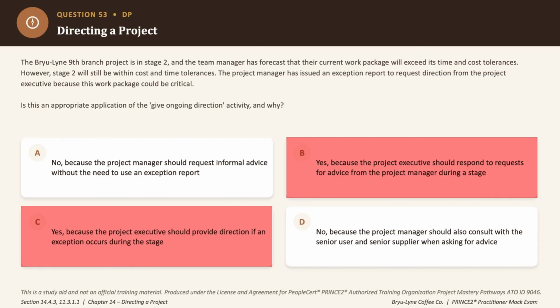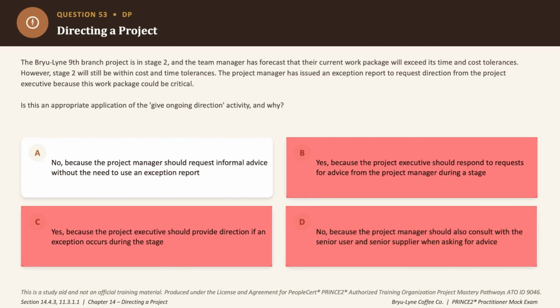Option D says no, but really for the wrong reason, insisting on consulting the senior user and senior supplier too, when that's not the real problem with this approach. It is an incorrect answer choice and an incorrect method to deal with this situation as well. So option D is also eliminated. Now option A says no, the project manager should request informal advice without needing an exception report. That is absolutely correct. If the issue stays within stage tolerances, no exception report is required at all. So the correct answer to this question is option A.